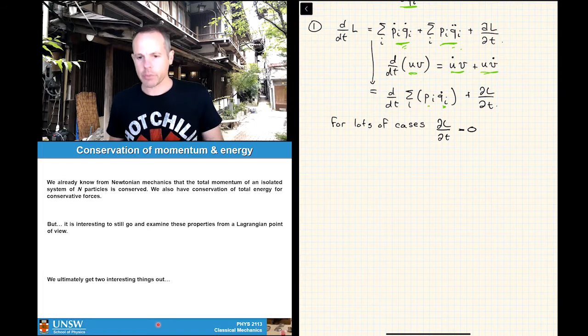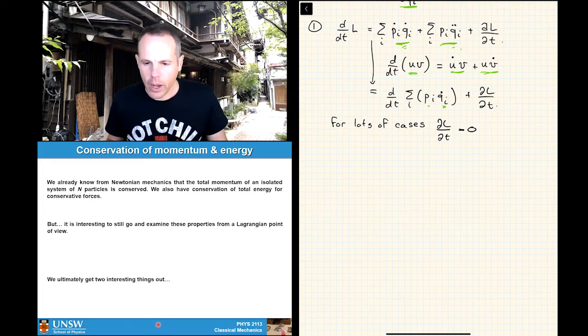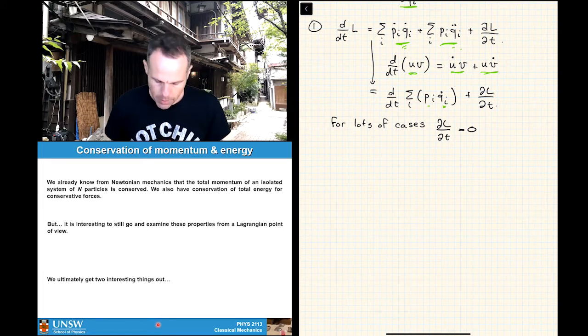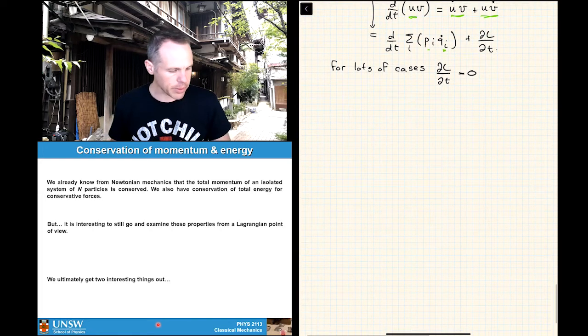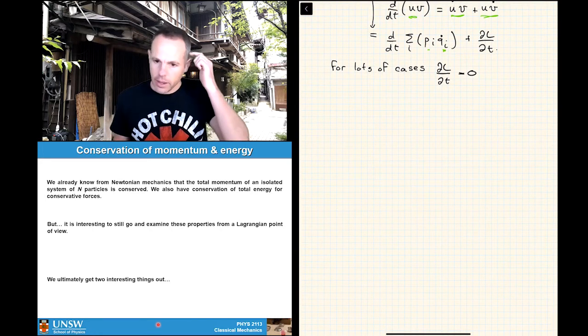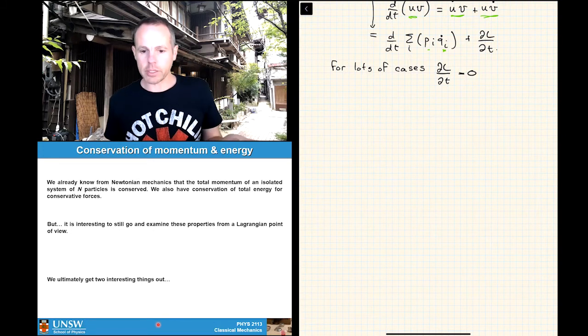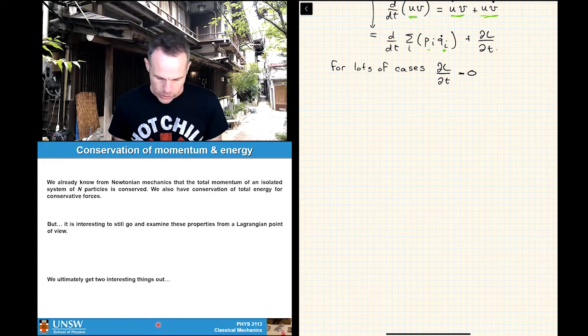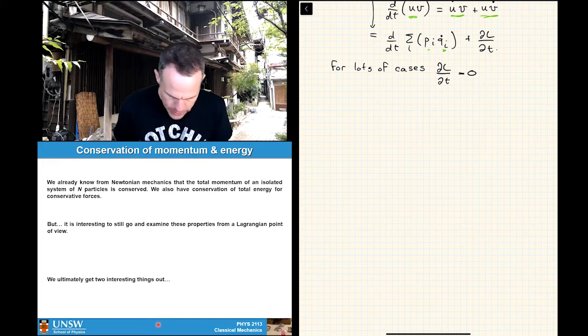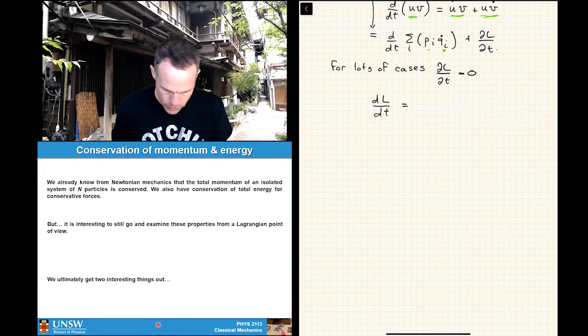And of course, in a case where it's not equal to 0, you can't just ignore this thing, okay? So we have to think about this a little bit more. But in a lot of cases, dL/dt is equal to 0 because L has no explicit time dependence, and the problem sort of solves itself, okay? So if we take this to be the case, then what we've got is basically dL/dt is equal to d/dt of the sum over i of p_i q_i dot.